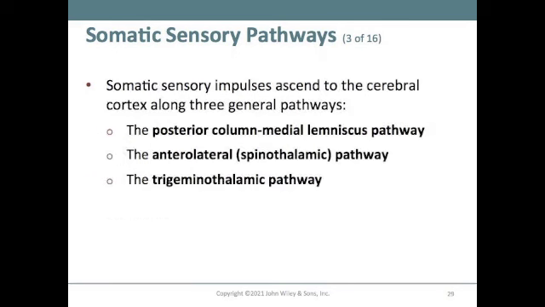Moving on to the next slide. Somatic sensory impulses ascend to the cerebral cortex via 3 general pathways. These pathways are the posterior column medial lemniscus pathway, the anterolateral pathway, and the trigeminal thalamic pathway. Somatic sensory neuron pathways relay information from somatic sensory receptors to the primary somatosensory cortex in the parietal lobe, and decussate either in the brainstem or spinal cord. Therefore, somatic sensations that occur on one side of the body are perceived by the primary somatosensory cortex on the opposite side of the brain.